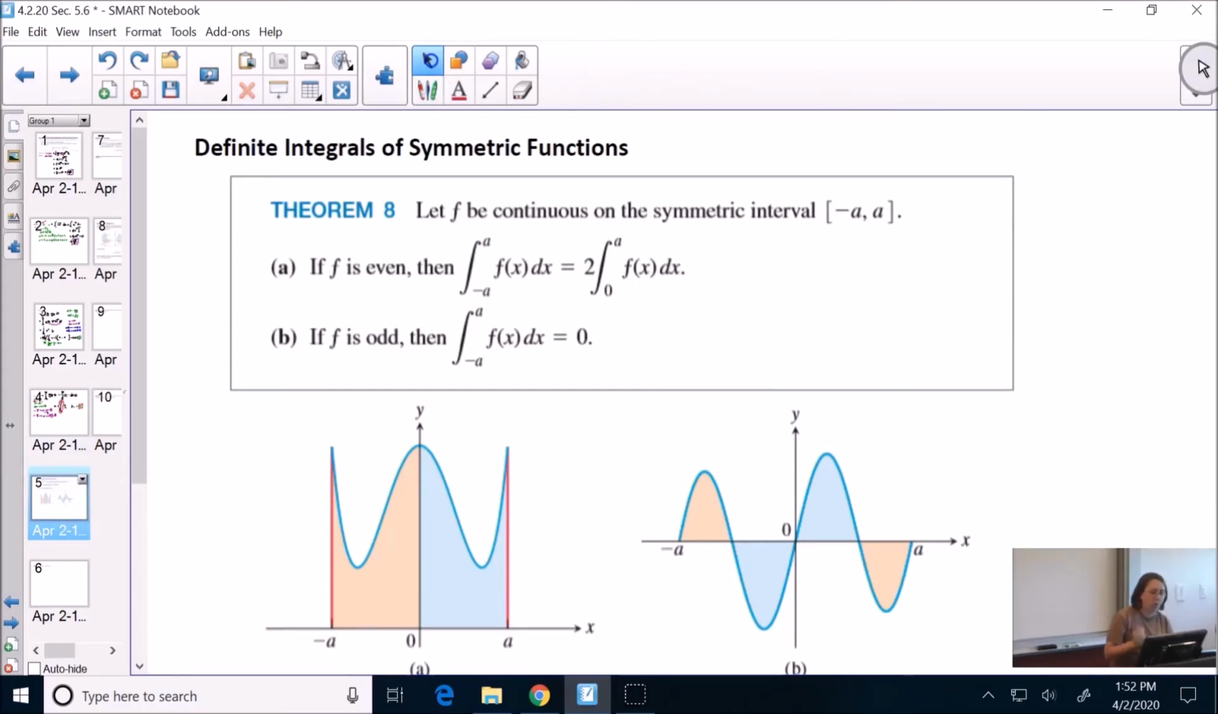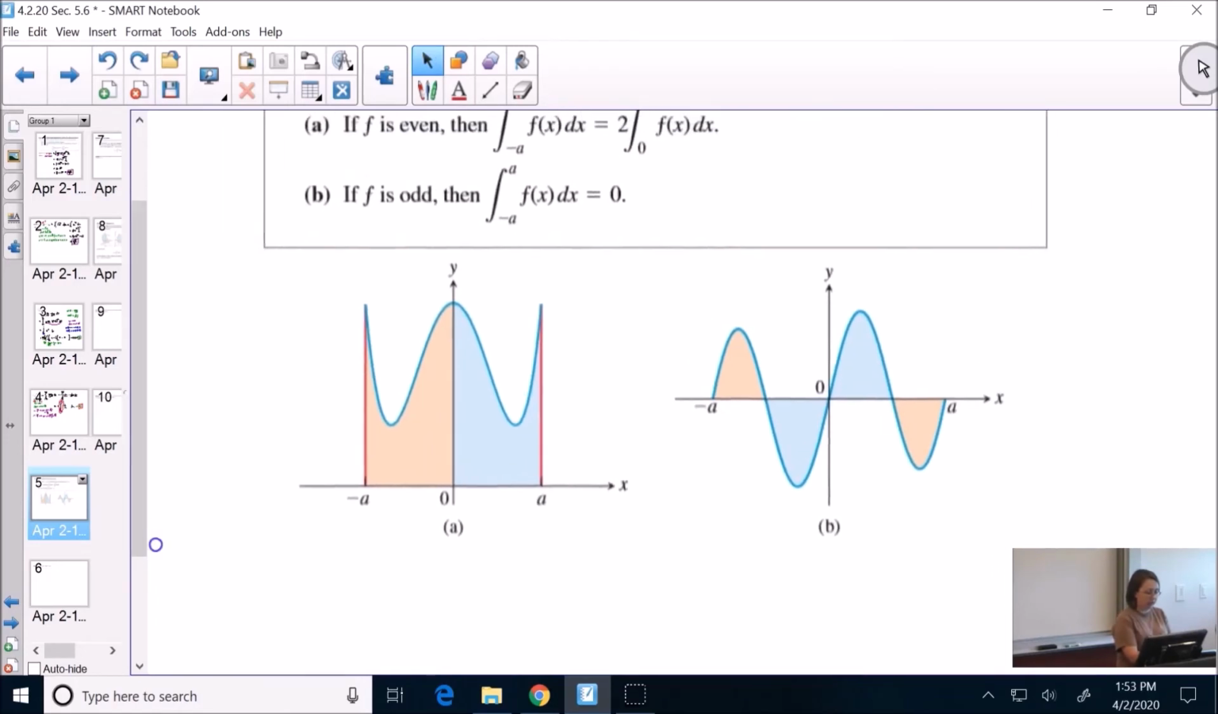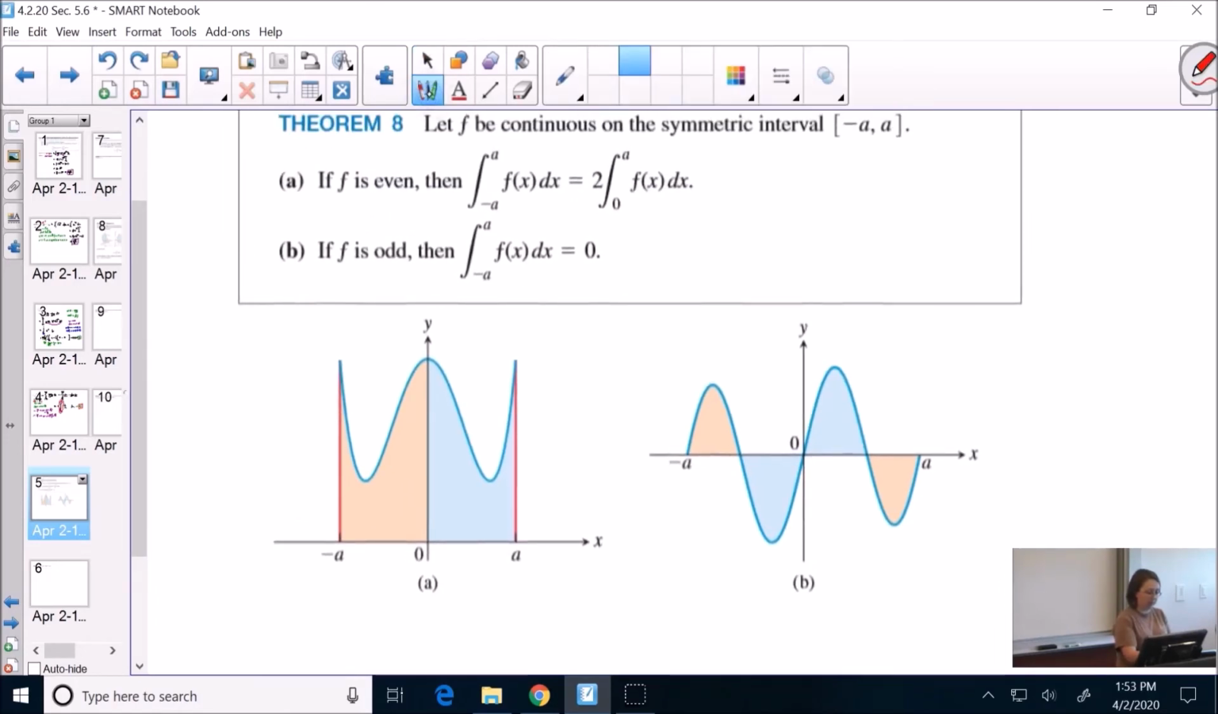So, let f be continuous on a symmetric interval, from negative a to positive a. It has to be symmetric about the y-axis. Part A: if f is even, that means it's symmetric across the y-axis. And if f is odd, that means you're symmetric across the origin. Meaning, if you flip your curve across the x and across the y, both flips, you'll end up with the original picture again.